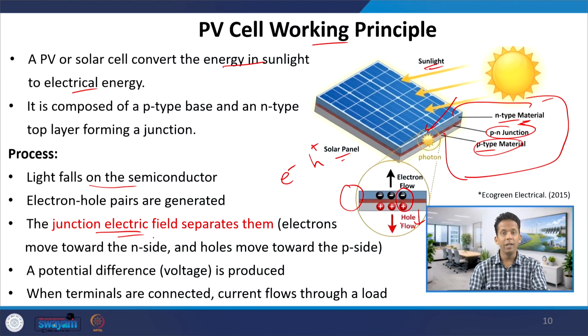Then there is a junction electric field which separates these two. This field separates electrons and holes, and they tend to move towards the N side and P side respectively. So electrons move towards the N side, that is towards the top, and holes tend to move towards the P type, that is towards the bottom. Because of this movement, a potential difference or voltage is produced, and when we connect the terminals of the cell using a wire or conducting material, the current flows through a load.